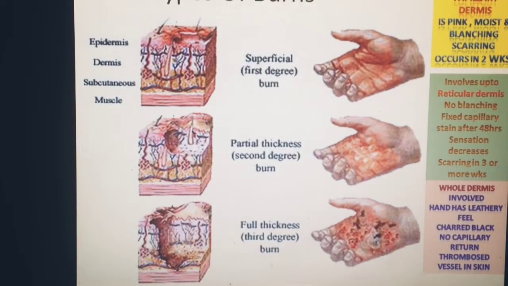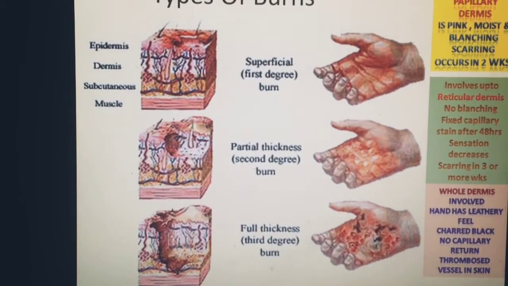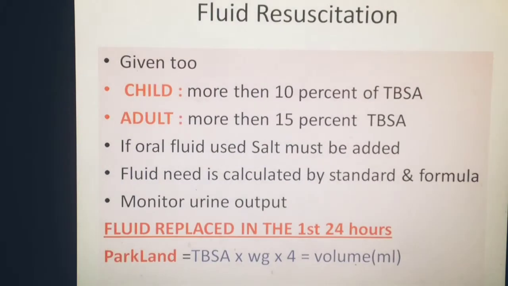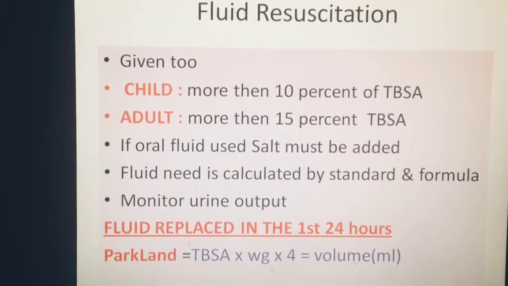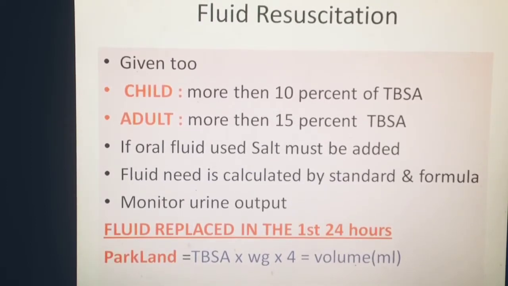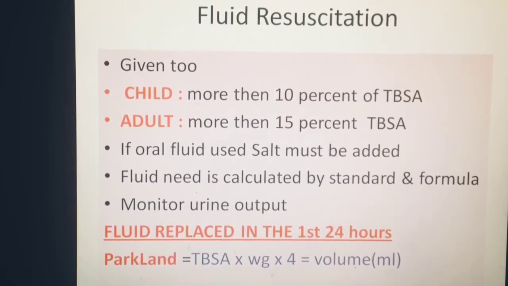Now, whenever a patient is burned, dehydration occurs in that patient because of loss of fluid from the plasma. So, in order to resuscitate a patient having burns, we give them appropriate fluid. Now, when do we start giving fluid? Fluid is given in a child when more than 10% of total body surface area is burned. In adults, we start the fluid resuscitation when more than 15% of the total body surface area is involved. We can also give oral fluid in such patients.